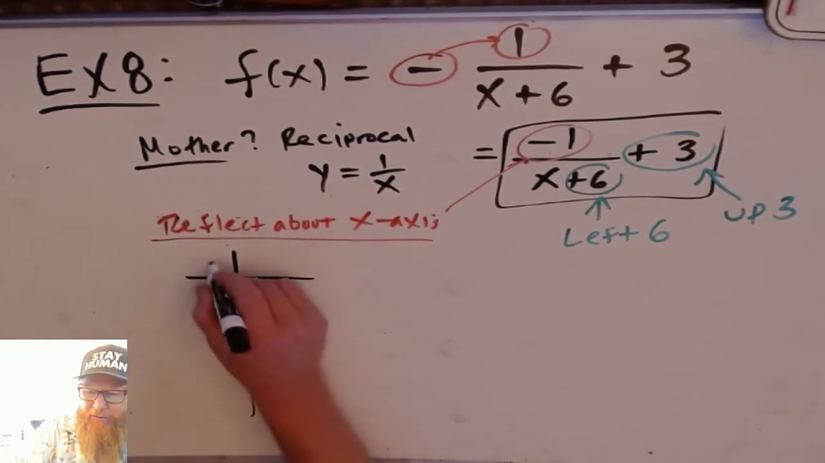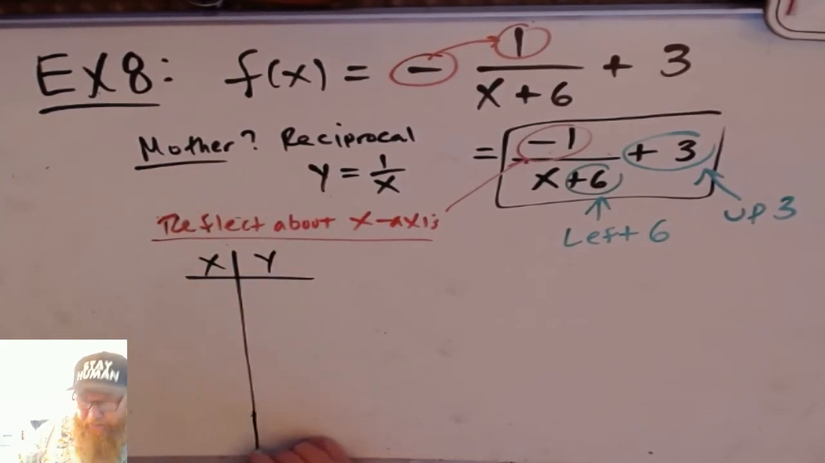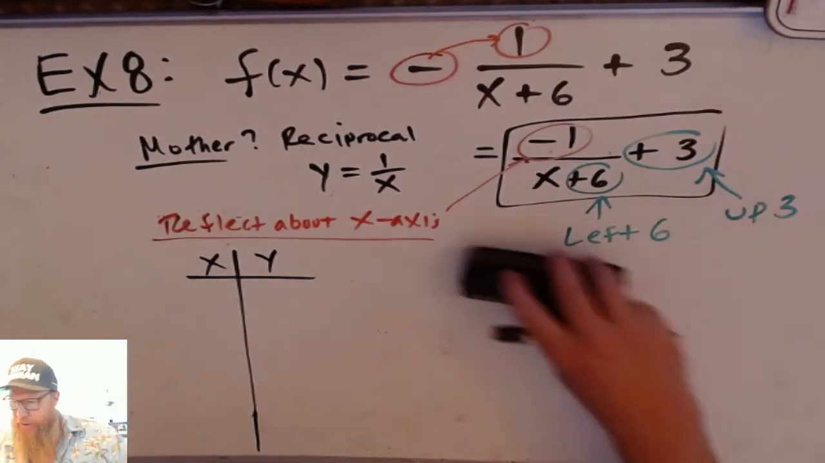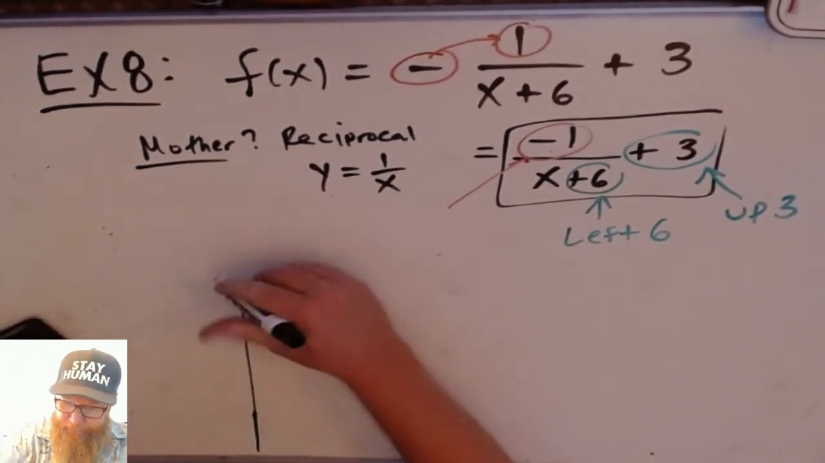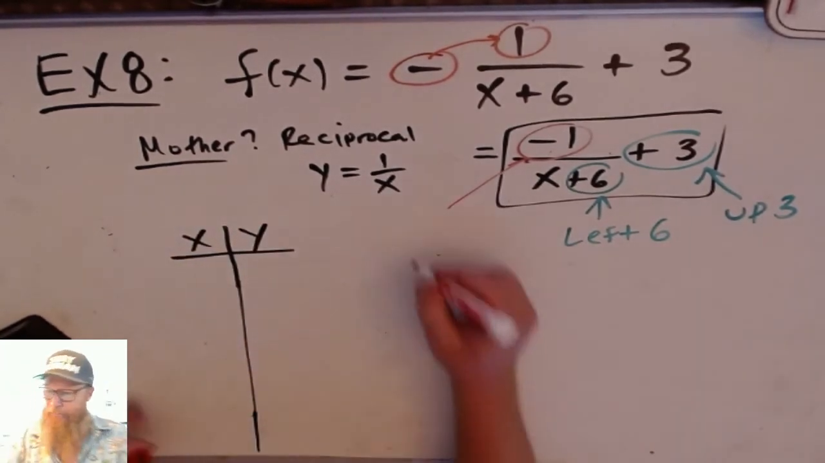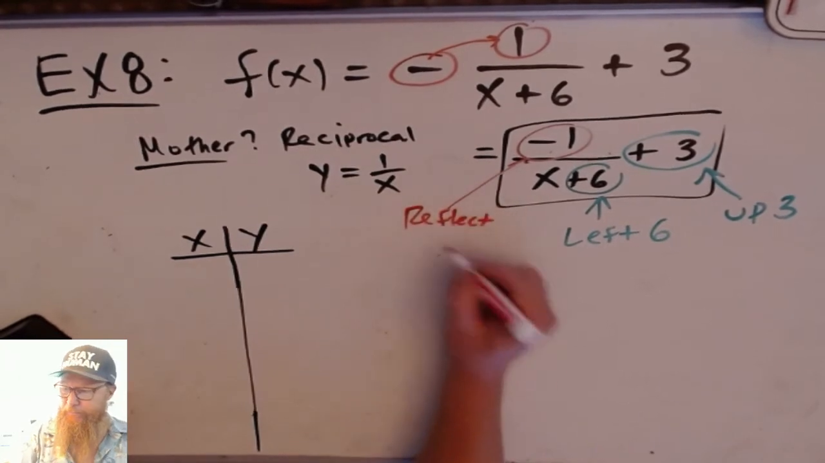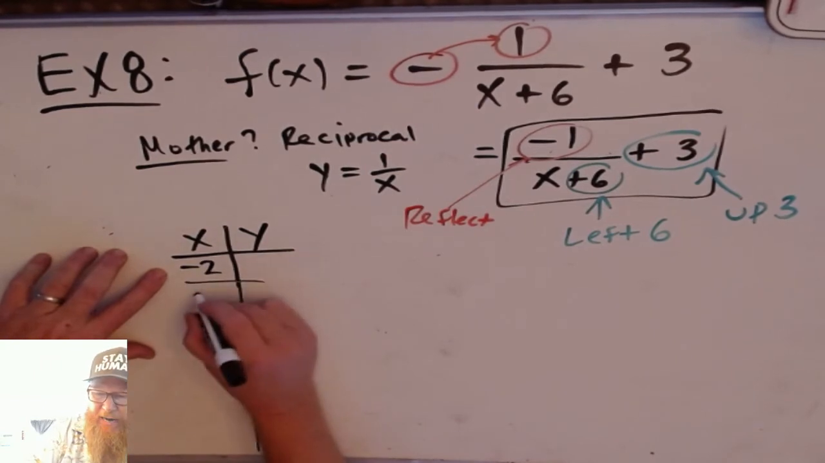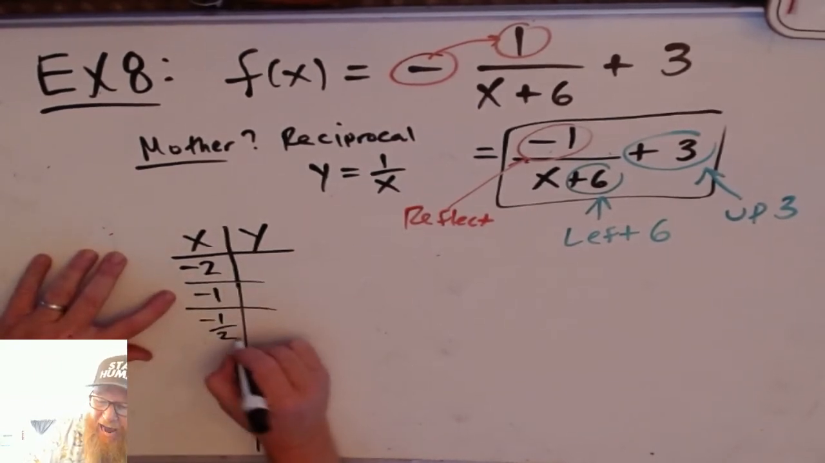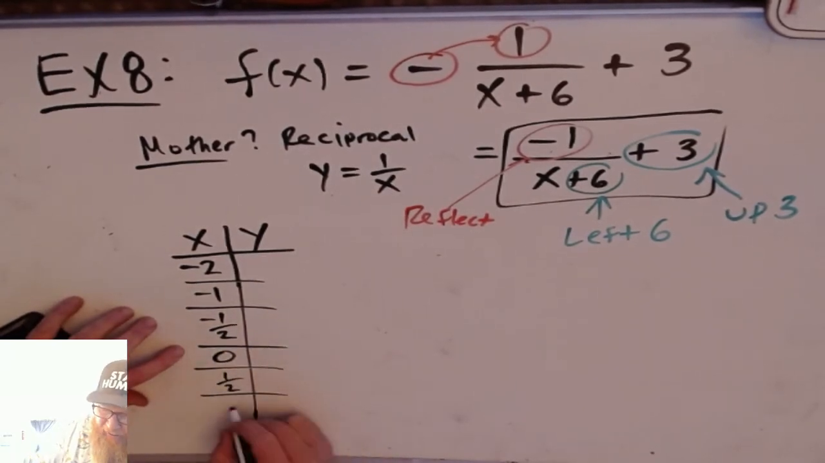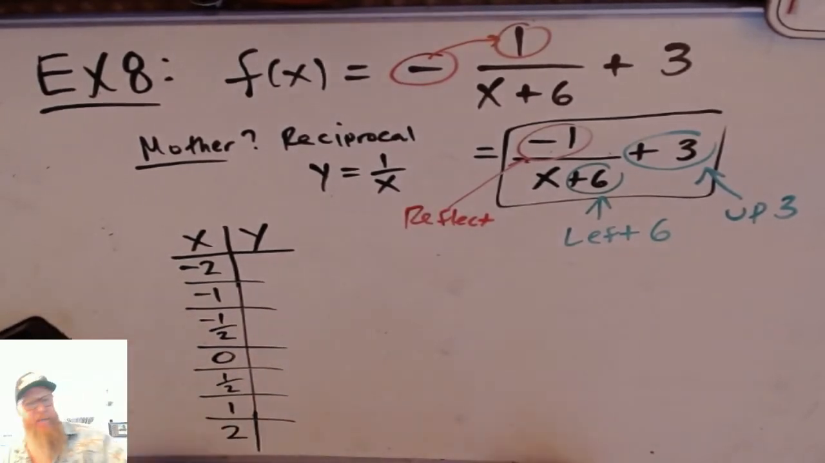So we take our mother table. Now remember, it's been a long time since we did this one. This one has a pretty big mother function table. Okay, it's got a big one, yeah? So it's -2, -1, -0.5, 0, 0.5, 1, and 2. This is the biggest mother function table that we have.